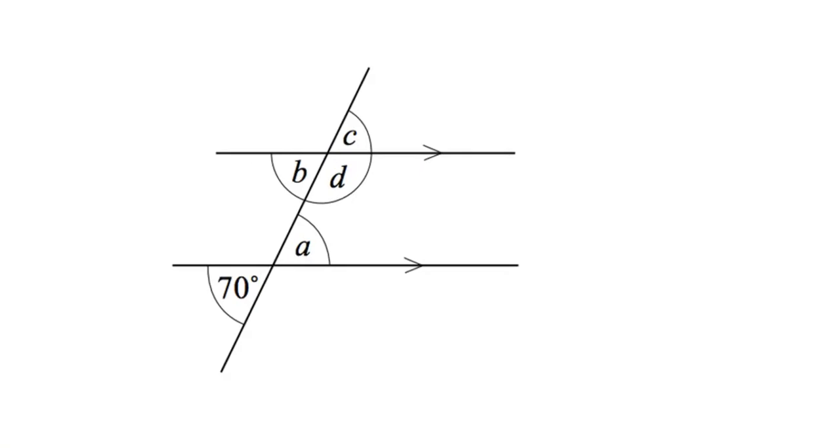Right, what about this situation here? Well, let's start working out which ones are the same as one another. Well, clearly, look at angle A. It's got to be 70 degrees because they're opposite angles.